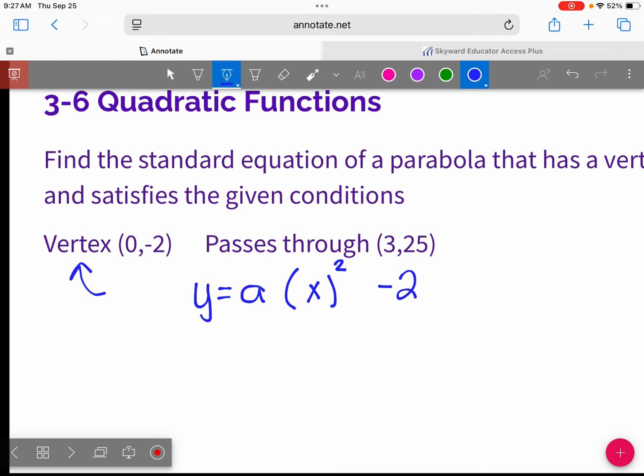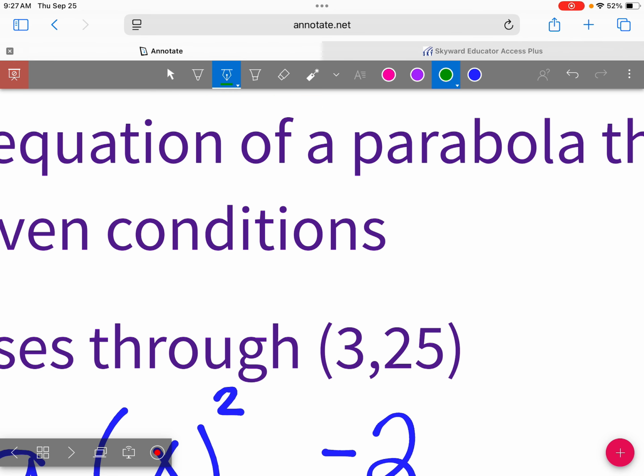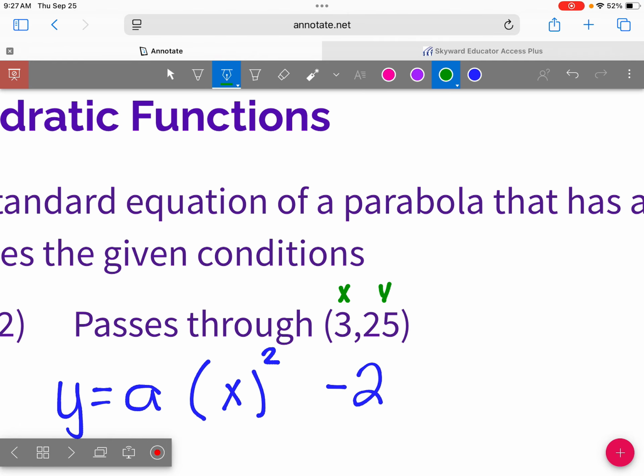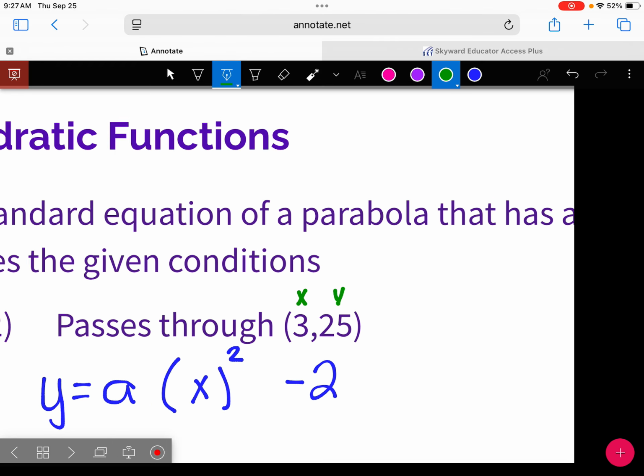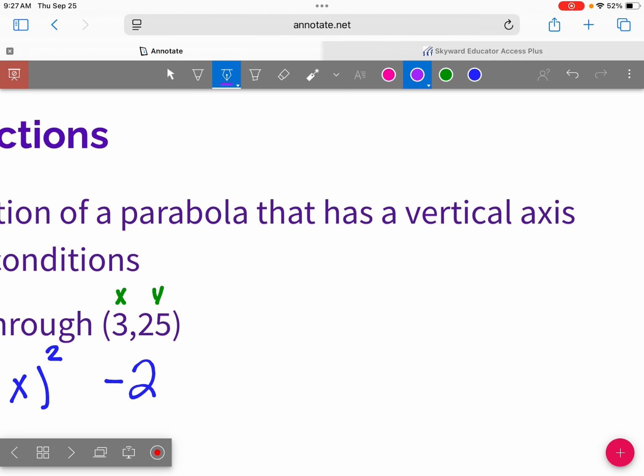So if we start with any equation, I go, but I don't want any equation. I want this specific one. Well, what we can do with that is now I know an x value that's tied to a y value. So we can substitute those in to figure out what a needs to be.